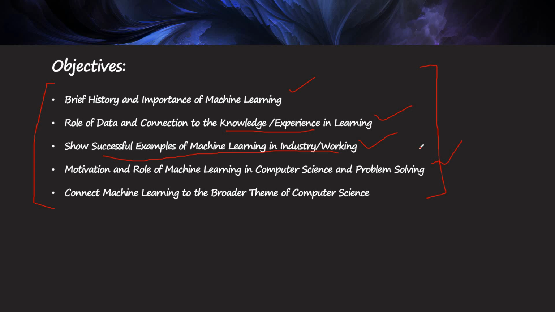So this is how this learning term goes on. Now the next one we are going to learn is how to connect machine learning to the broader themes of computer science. What are the other branches of computer science which use machine learning algorithms? These are the topics that we are going to learn. Moving on further.